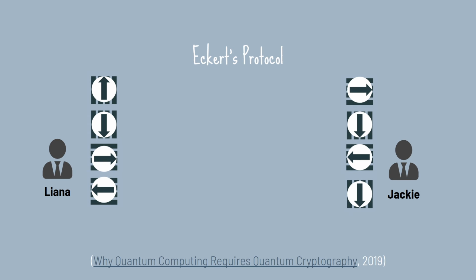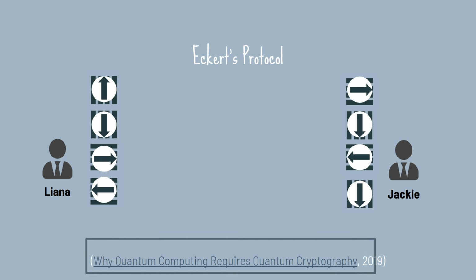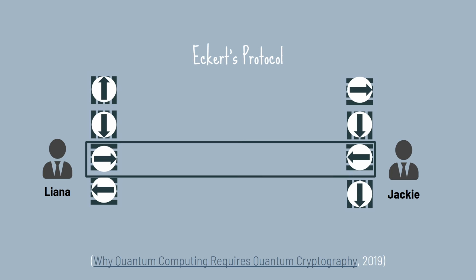So what happens if Vanessa, a man in the middle, listens in on their transmission? If Vanessa makes any measurement, she will disentangle the particles, and Liana and Jackie will be able to tell that their message was intercepted because the particle pairs measured with the same basis no longer have opposite spins.